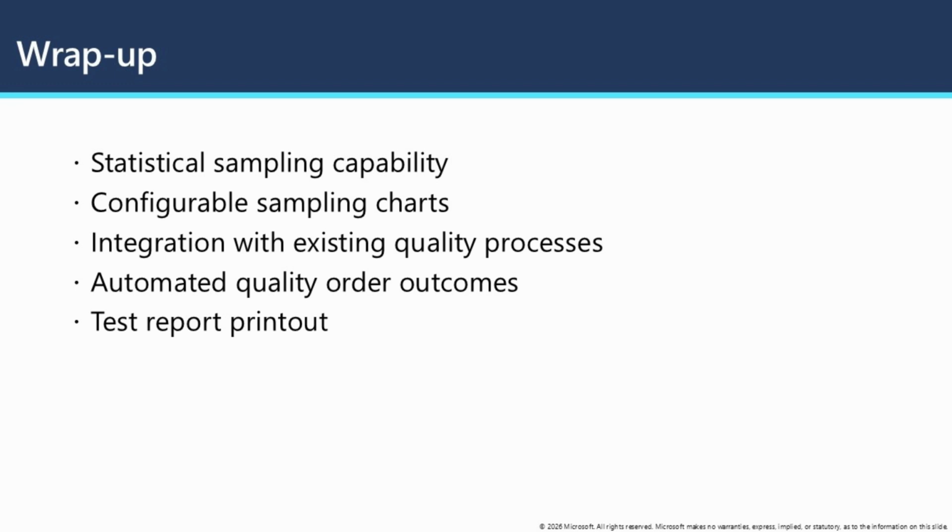Acceptance sampling in supply chain management provides statistical sampling capability: determine sample sizes and accept and reject thresholds based on AQL charts and lot sizes. Sampling charts: create or import your own sampling charts and link them directly to item sampling. Integration with existing quality processes: works seamlessly with test groups, quality associations, and flexible sampling. Automated quality order outcomes: sample size and allowable defects automatically drive test quantity and pass and fail logic. Test report printout: print detailed sampling-based test reports directly from the quality order for documentation and compliance.